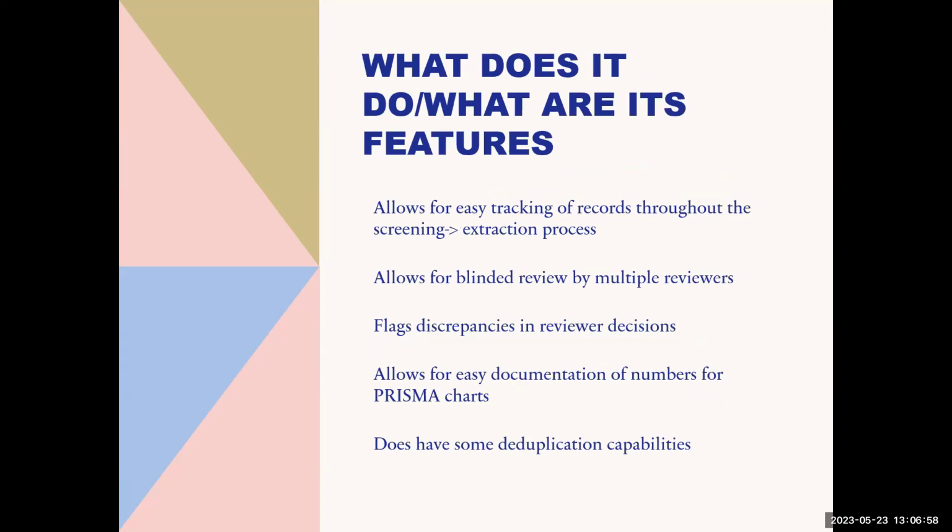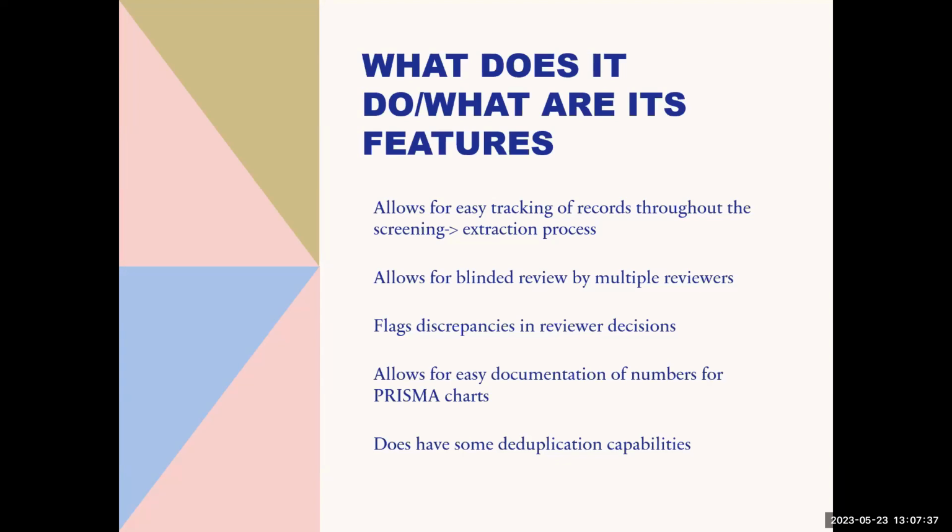So, what does it do and what are some of its features? You could pick different things, but I think these are some of the most important. Particularly this first one: it allows for easy tracking of records throughout the screening and extraction process. So it's very clear what work has been done on a particular record, how it is being reviewed, and what decisions have been made about it. Because when you have hundreds or thousands of records, that kind of record keeping becomes very complex if you're not in a system that's designed to route things based on your decisions and to record that information.